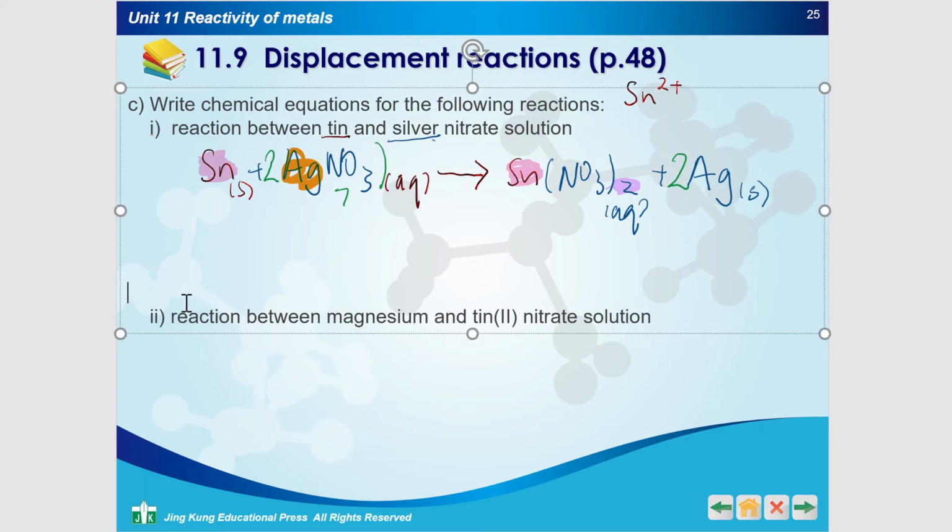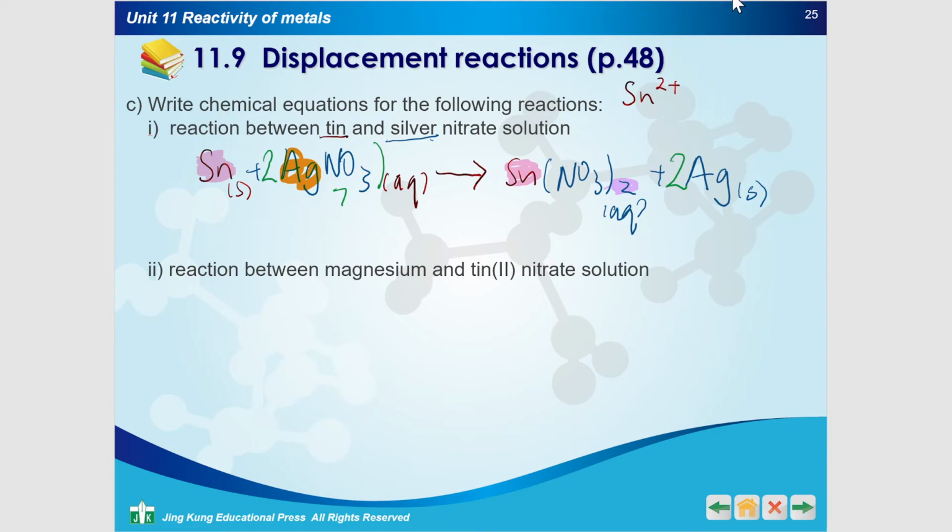Now let's do it for C2. I'll bring it back. Magnesium and tin 2 nitrate. Magnesium is Mg solid plus tin 2 nitrate. Here, they're giving a tin 2, meaning Sn2+. You can get the idea from its chemical name. So tin 2 nitrate solution, as we've just found, is Sn(NO3)2. So I'm just going to copy it here, Sn(NO3)2. Okay, now what does it form?